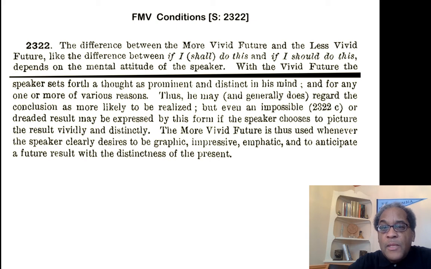Thus, he may, and generally does, regard the conclusion as more likely to be realized. But even an impossible or dreaded result may be expressed by this form if the speaker chooses to picture the result vividly and distinctly. The more vivid future is thus used whenever the speaker clearly desires to be graphic, impressive, emphatic, and to anticipate a future result with the distinctness of the present. So that's when you're going to see ean with the subjunctive.